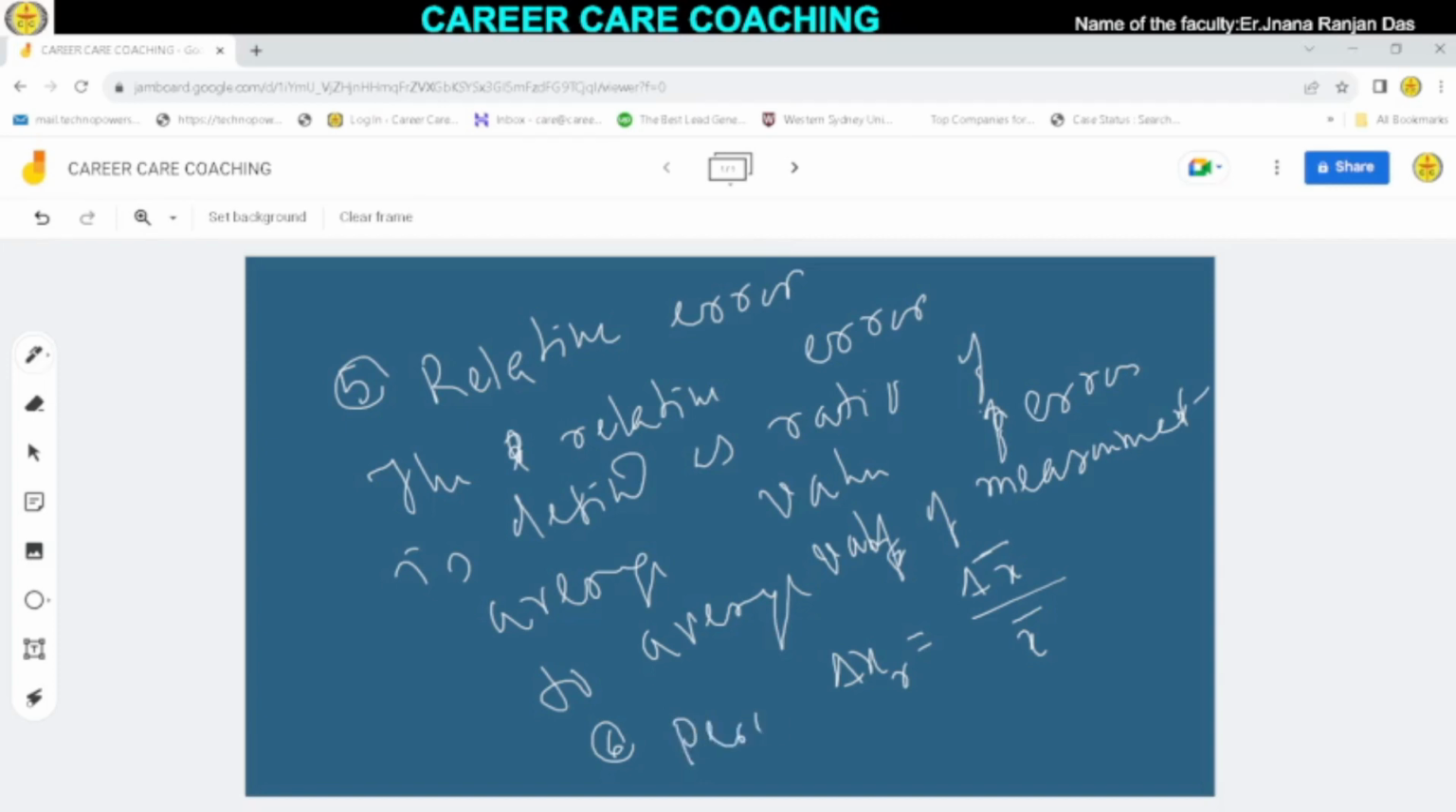Percentage error is delta x bar divided by x bar into 100. So this is the percentage error. So this is all about errors.